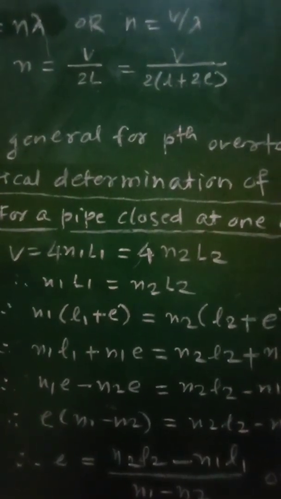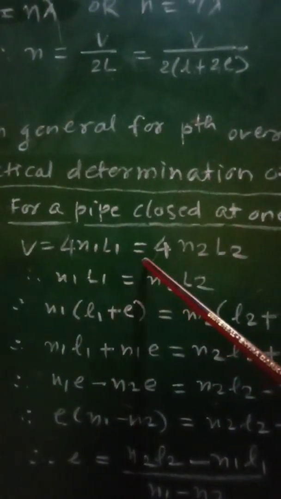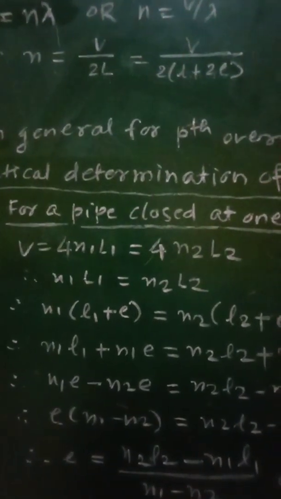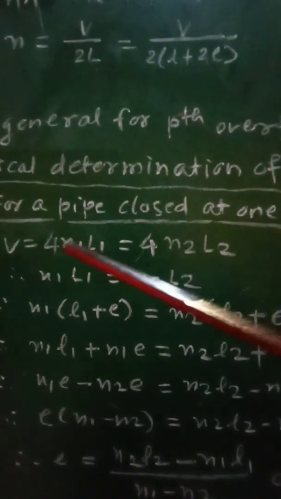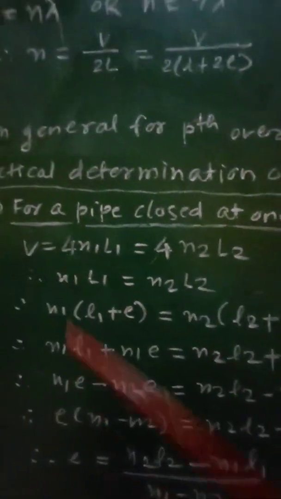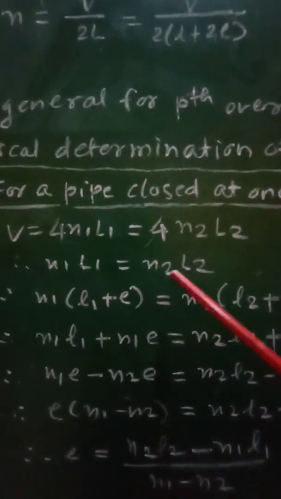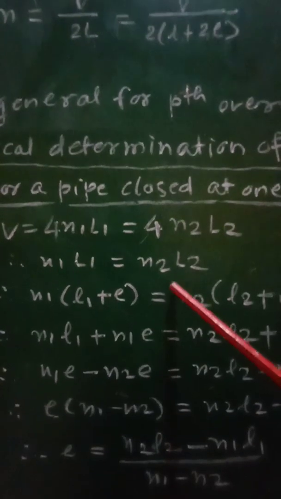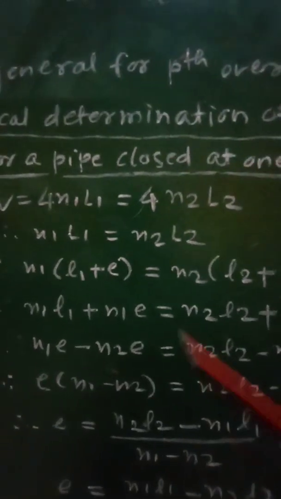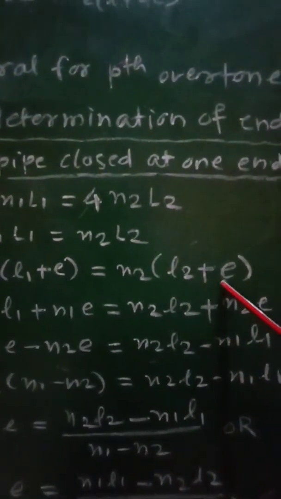N is equal to phi by 4L, and therefore we can write phi is equal to 4nl. That will be constant as velocity is constant, and therefore we can write 4n1l1 must be equal to 4n2l2 as phi is constant. 4 will get cancelled and we will get n1l1 equal to n2l2. Now putting the values of l1 and l2 in terms of end correction, we can write n1 into l1 plus e equal to n2 into l2 plus e.